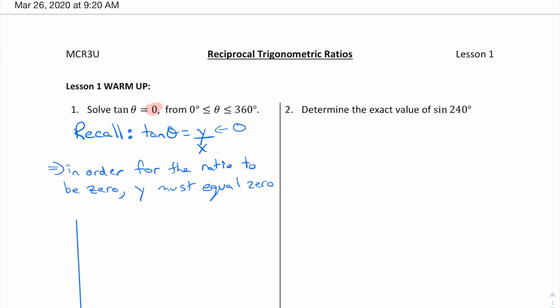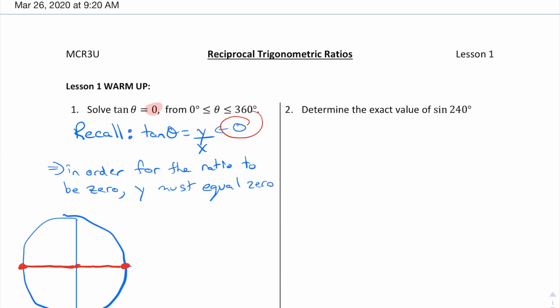So when you think about this, I think it's easiest to think about the unit circle and imagine when in the circle, and I can't really draw a circle, but imagine this thing here. When in the circle is y equal to 0. So the only time y is equal to 0 when drawn in standard position is when you're right here or you're right here. So any other time, y is going to be something that is going to be greater or less than 0.